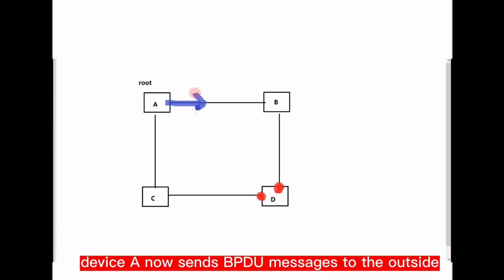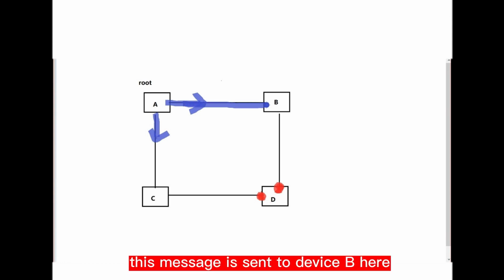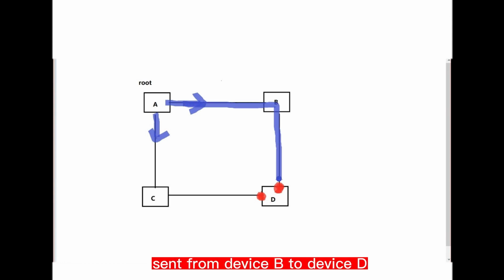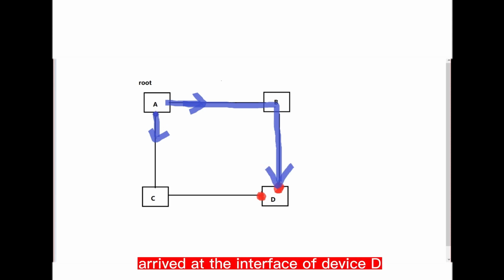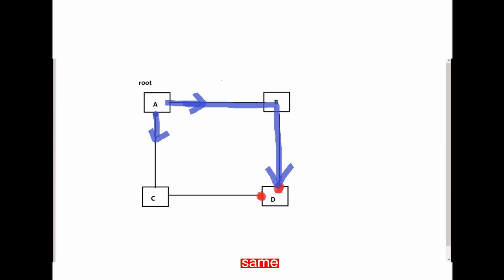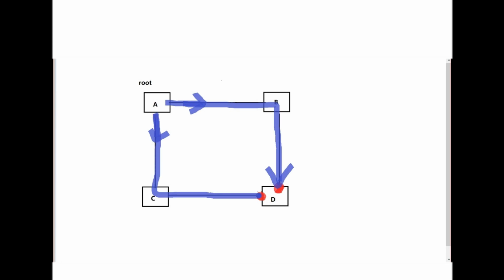Let's take a look at the path it takes when forwarding. Device A now sends BPDU messages to the outside world from both interfaces. This message is sent to device B, and from device B to device D, arriving at the interface of device D. Likewise, the packet sent by device A passes through device C and is also sent to device D.